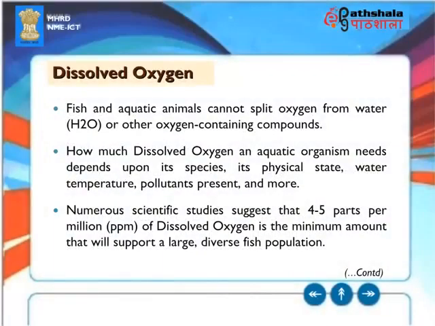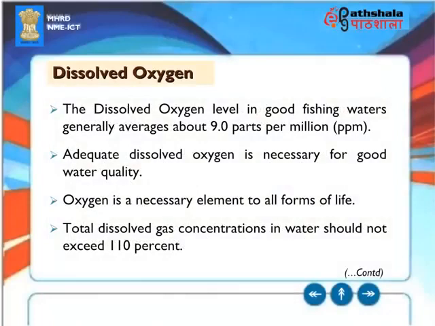Dissolved oxygen. Fish and aquatic animals cannot split oxygen from water, H2O, or other oxygen-containing compounds. How much dissolved oxygen an aquatic organism needs depends upon its species, its physical state, water temperature, pollutants present, and more. Numerous scientific studies suggest that 4 to 5 parts per million, ppm, of dissolved oxygen is the minimum amount that will support a large, diverse fish population. The dissolved oxygen level in good fishing waters generally averages about 9.0 parts per million, ppm.